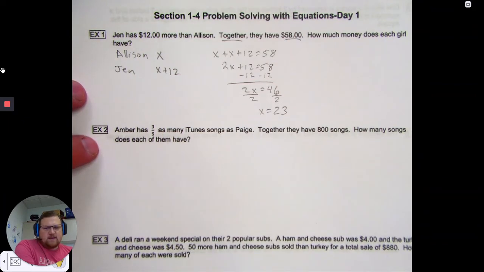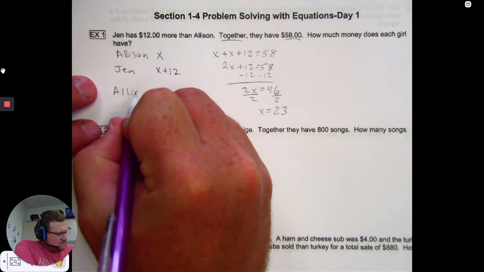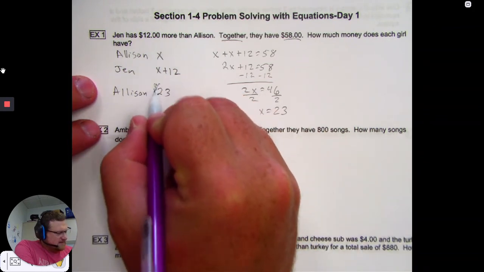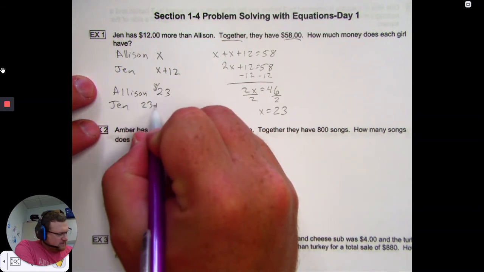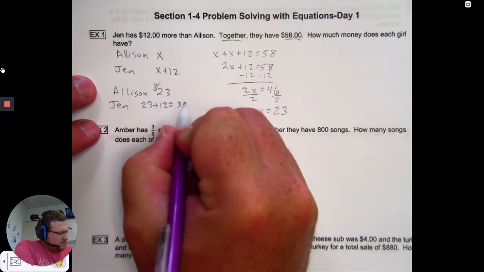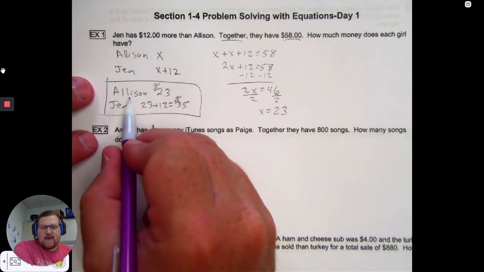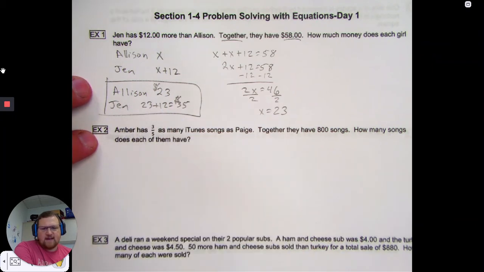So we're not done yet, right? Because we have two different people and we have to let them know how much money they have. So Allison just has X dollars, so Allison is just $23. Jen, on the other hand, is 23 plus 12, or $35. So your final answer would be Allison has $23 and Jen has $35.